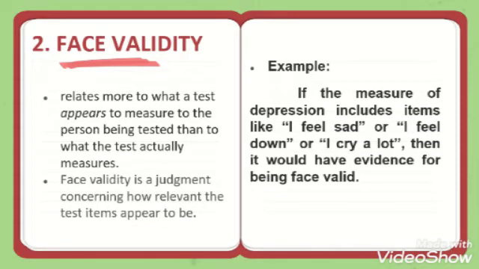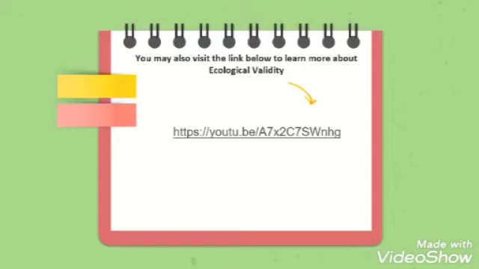Next, let's go with face validity. When you say face validity, this is the relevance of the test items. It is a subjective assessment of whether or not your study or test measures what it is supposed to measure. A judgment concerning how relevant the test items appear to be, is what I've said. Example, if the measure of depression includes items like I feel sad, or I feel down, or I cry a lot, then it would have evidence for being face valid.